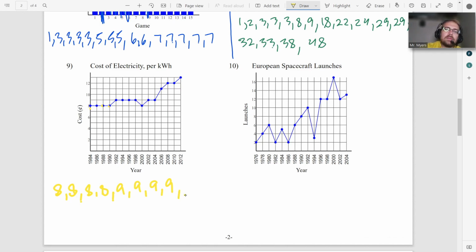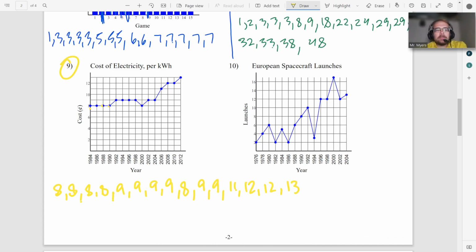Then we have an 8. Then we have a 9. Then we have a 9. Then we have an 11, then two 12s, and then a 13. Okay, and we'll circle number 9 so that we don't get 9 and 10 confused.